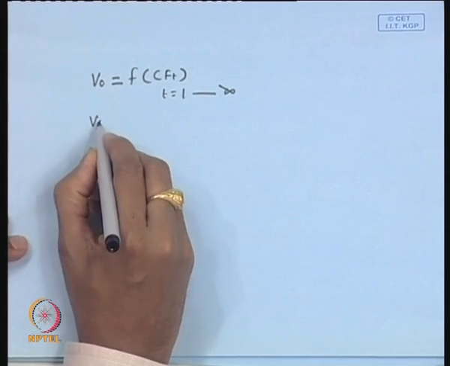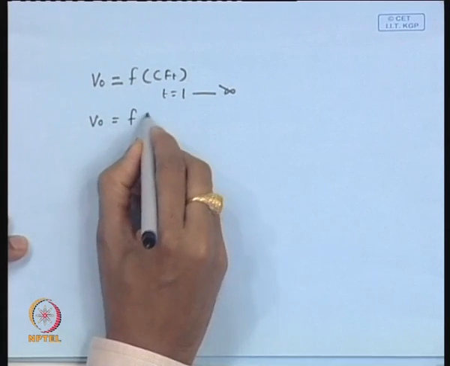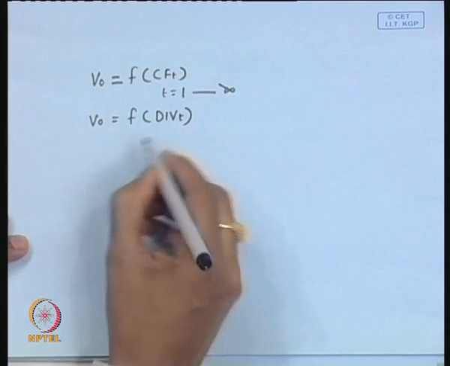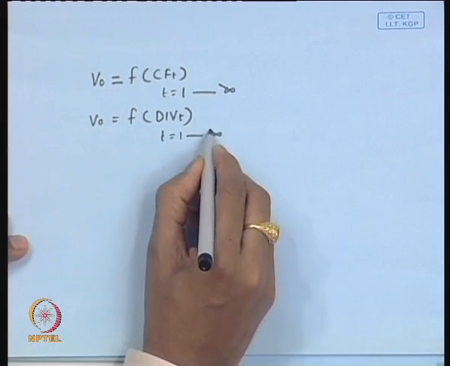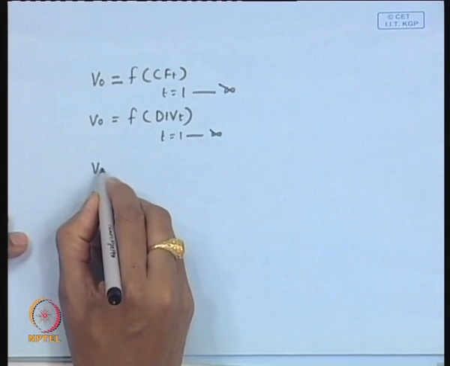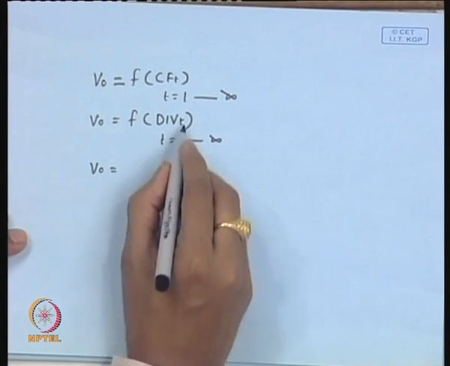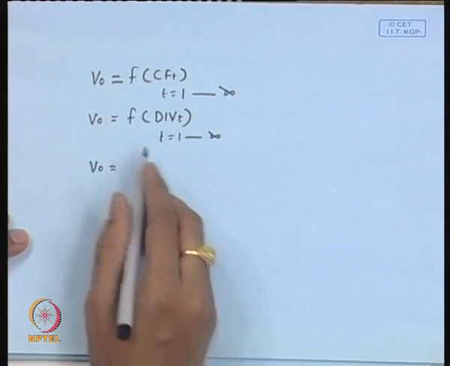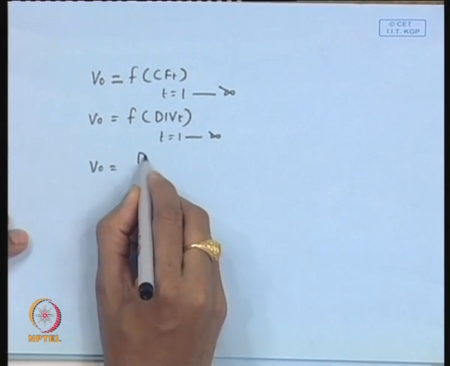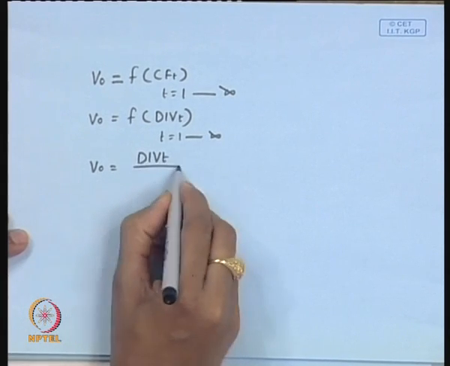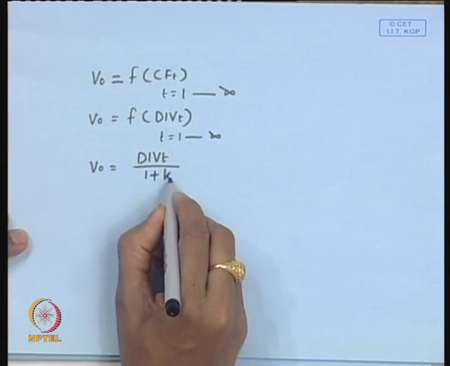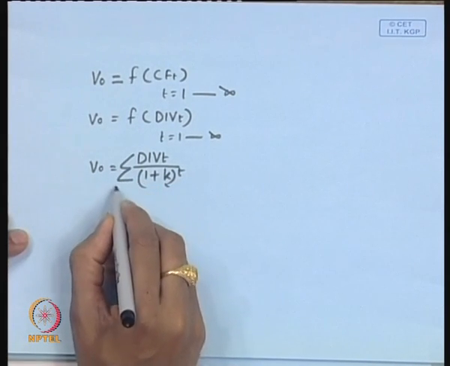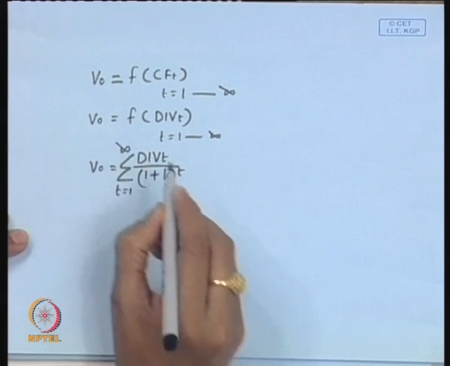In this case, the valuation of the share will be a function of, instead of cash flow, the dividend, called dividend t, where again t can be from 1 to infinity. To make it a present value approach, because the dividend of year 1, 2, 3 is going to come 1, 2 or 3 years hence, we have dividend t divided by (1 + k) to the power t, where k is the appropriate discounting factor, and we make a summation where t is equal to 1 to infinity.